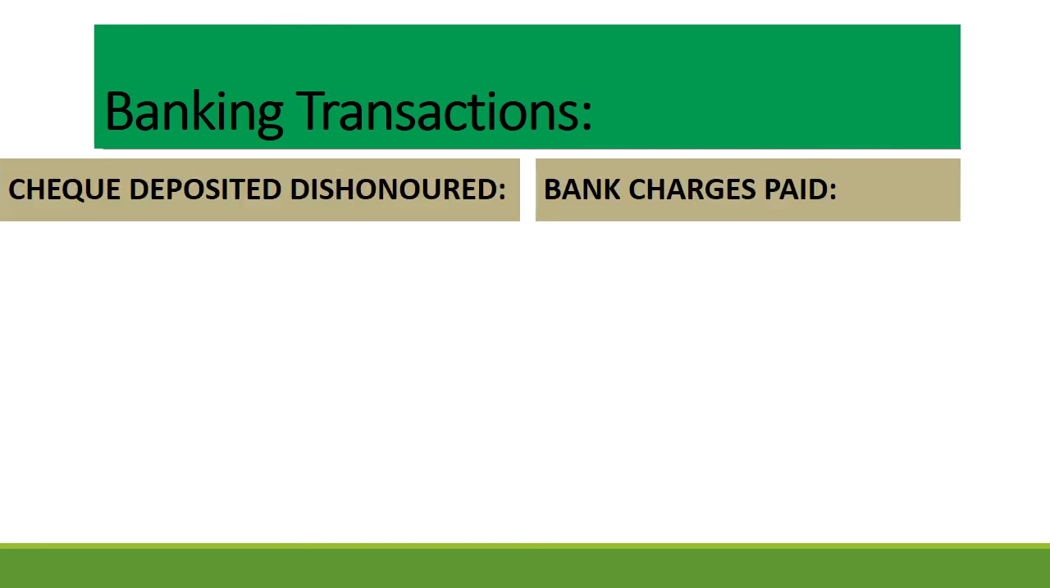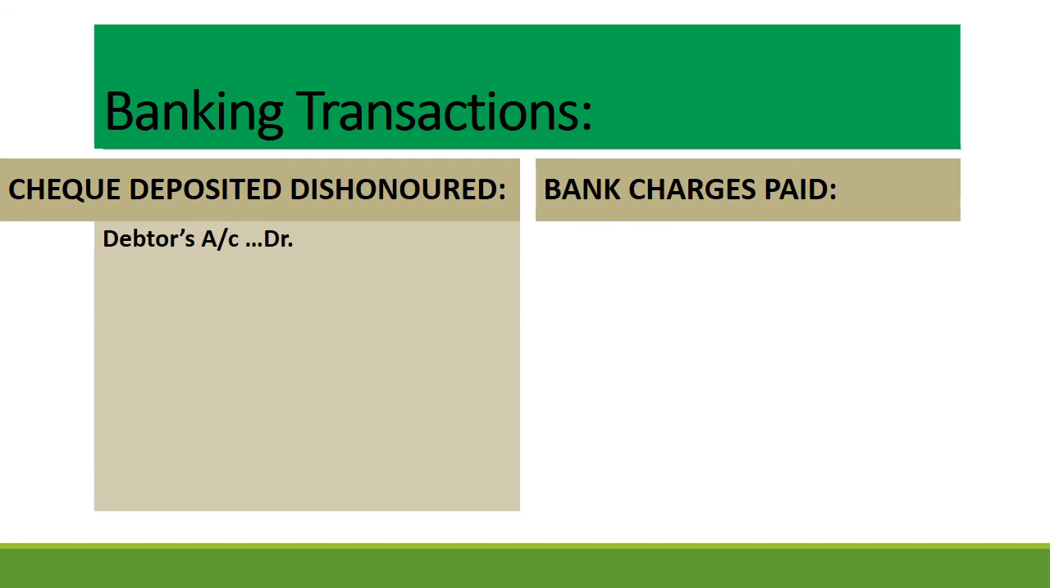Now next entry, check deposited is dishonored. When the check which we received from a debtor becomes dishonored, it means we will ask the debtor to make payment to us again. It means he will become a debtor again. That's why in case of dishonor of a check, giver must be debited. जिसने आपको वो चेक दिया था वो debit हो जाएगा. It means debtor must be debited and bank must be credited, क्योंकि आपने सोचा था कि बैंक बैलेंस बढ़ गया पर वो dishonor की वजह से कम हो जाएगा. That's why whenever there is decrease in any asset it must be credited. Therefore the entry for dishonored check is debtor's account debit to bank account.